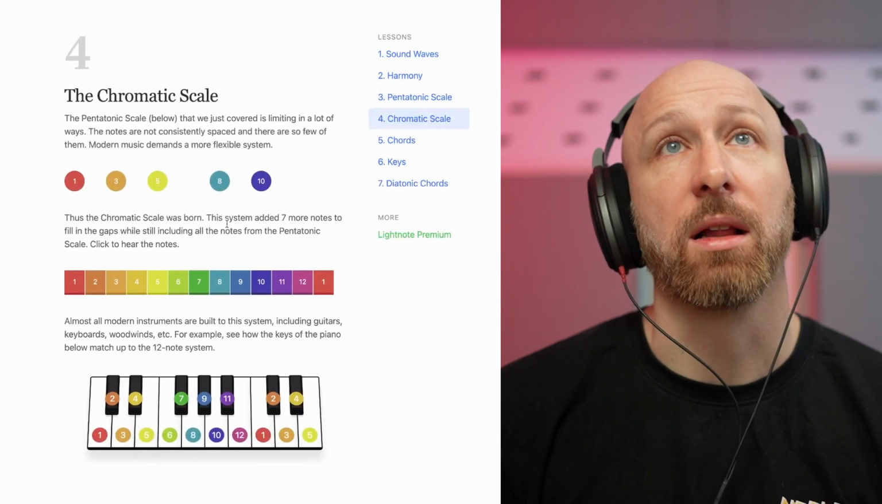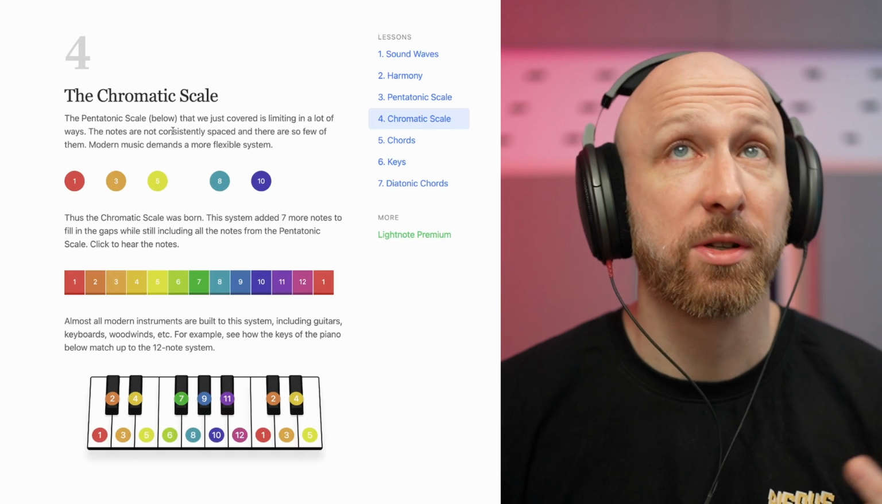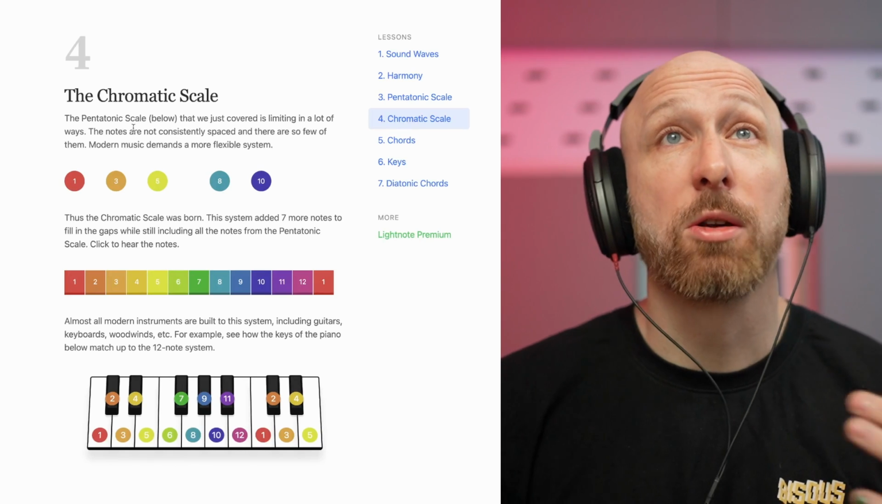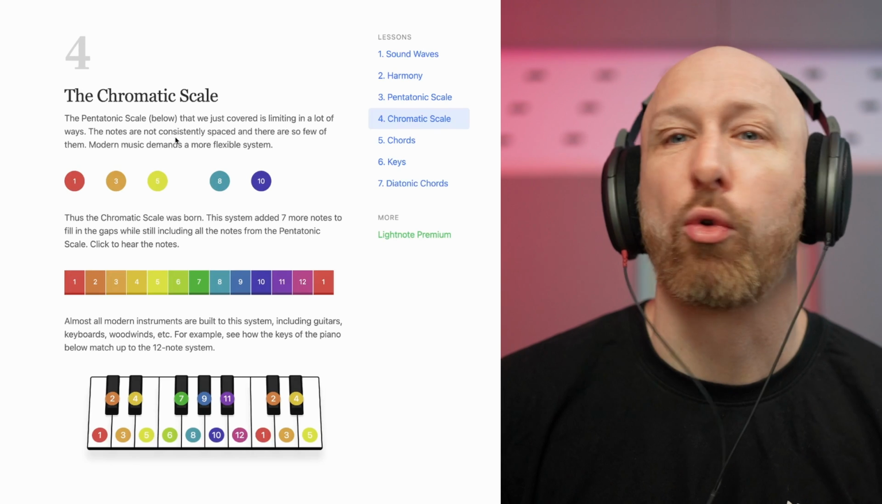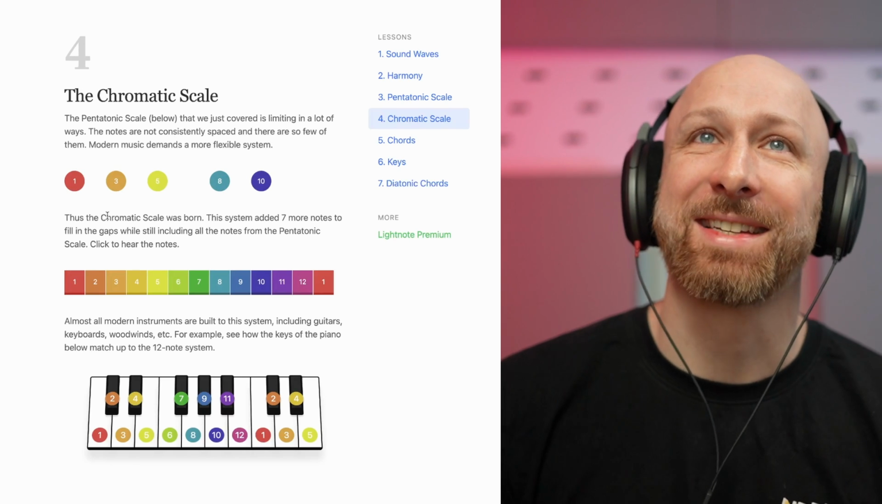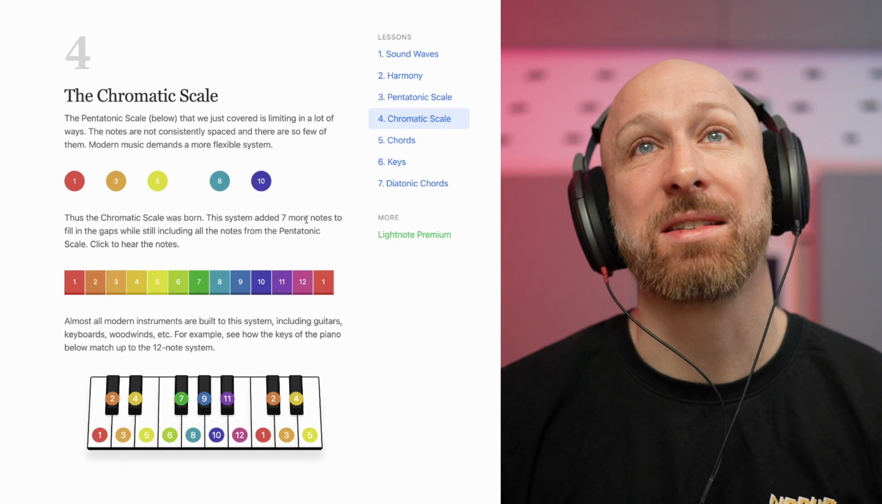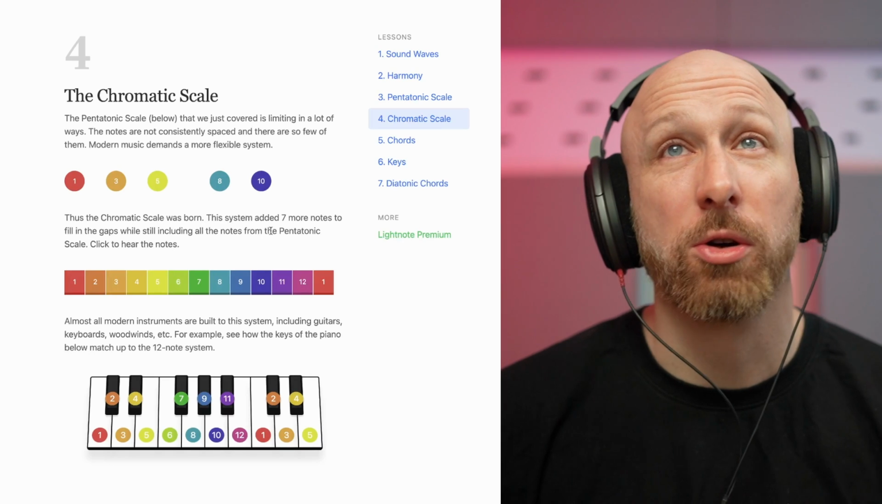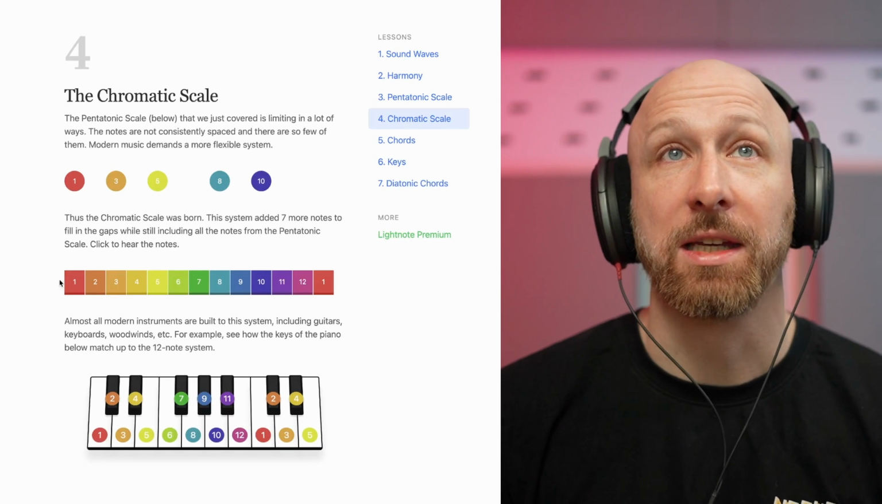The pentatonic scale that we just covered is limiting in a lot of ways. The notes are not consistently spaced and there are so few of them. Modern music demands a more flexible system. Thus, the chromatic scale was born. This system added 7 more notes to fill in the gaps while still including all the notes from the pentatonic scale. Click here to hear the notes.